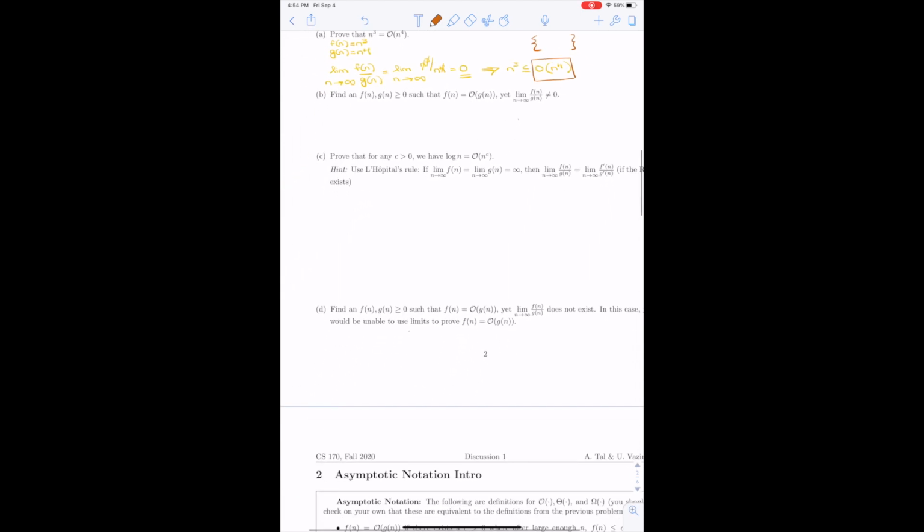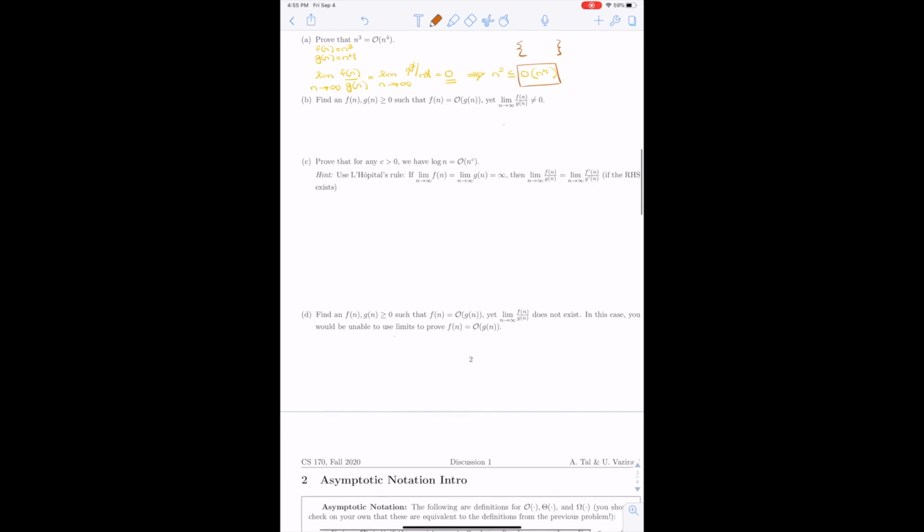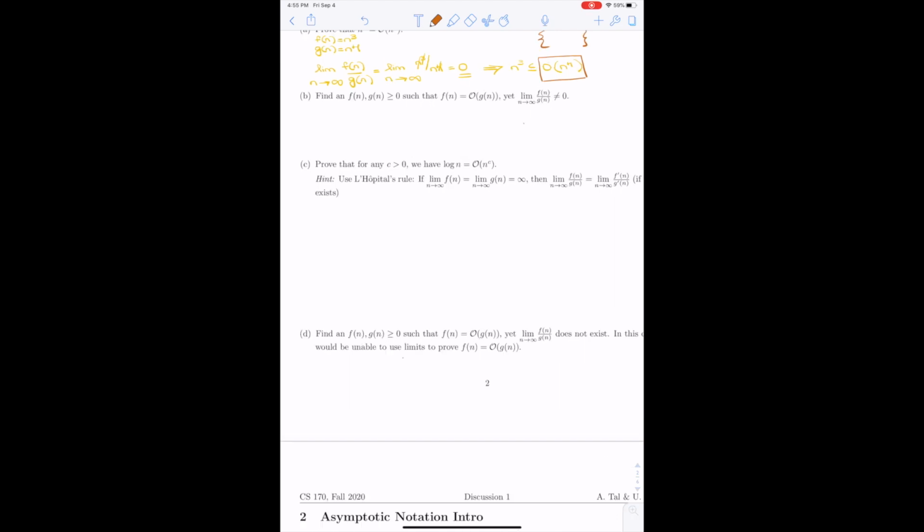Okay, now let's find two functions f of n and g of n such that f of n is upper bounded by g of n. However, the limit of the ratio of the two functions as n approaches infinity is not equal to 0. This is kind of a tricky question because we are looking to find two functions where one of which is upper bounded by the other. However, we don't want to be in a position to define that relationship by the limit, right? So let's think of an example here.